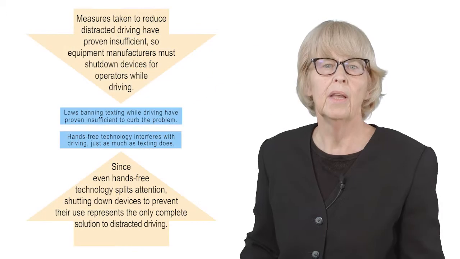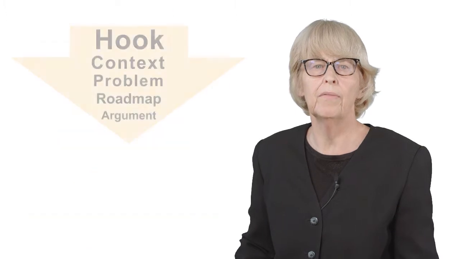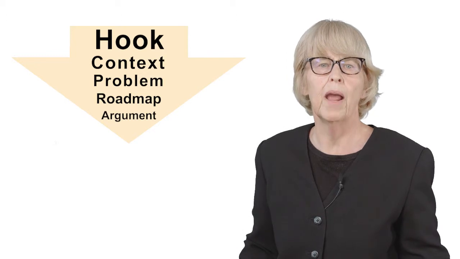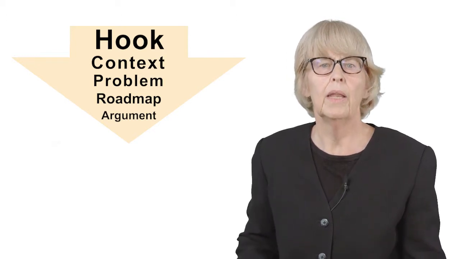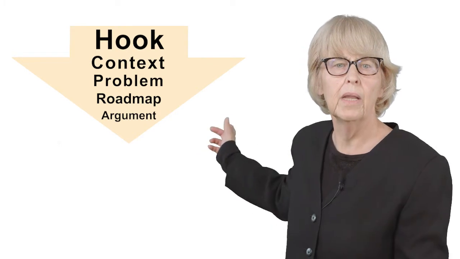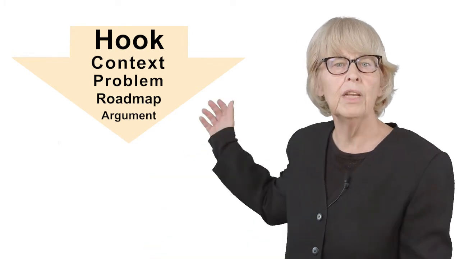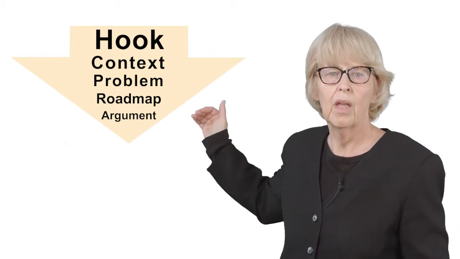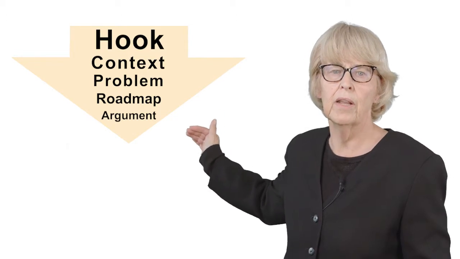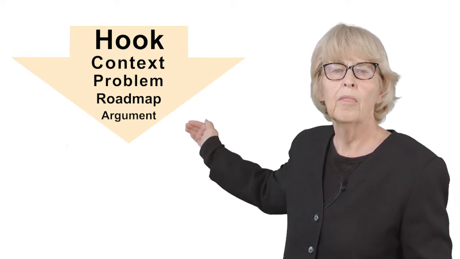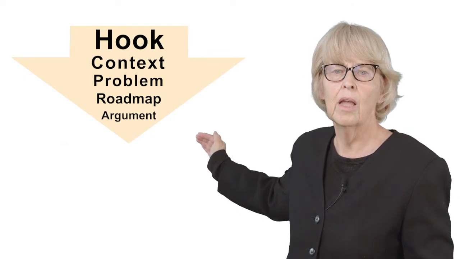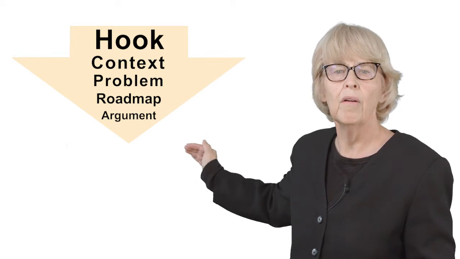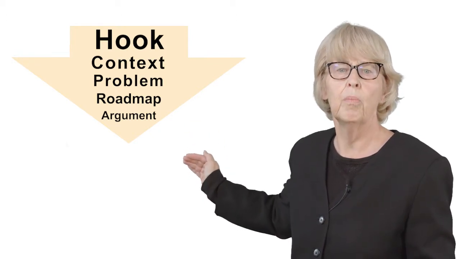Since even hands-free technology splits attention, shutting down devices to prevent their use represents the only complete solution to distracted driving. Now let's zoom in on a full introductory paragraph that demonstrates the elements: the hook, the context, the problem, the roadmap, and the argument. An introductory paragraph looks like the arrow behind me, and let's summarize the function of each element one by one. The hook is an attention getter. The context represents the least the audience needs to know to understand the paper. The problem succinctly states the issue the paper addresses. The roadmap lays out the order of the argument, and the argument is what you'll prove.